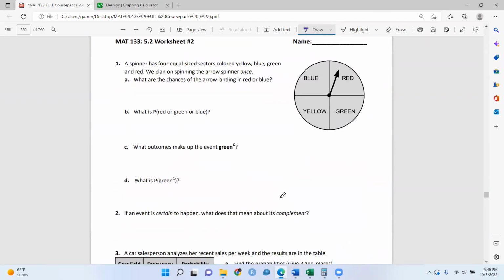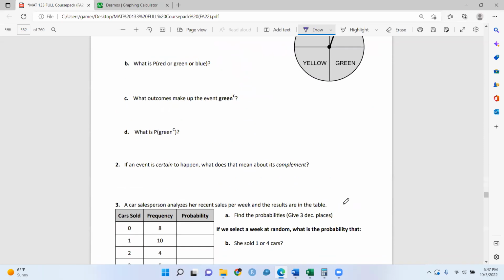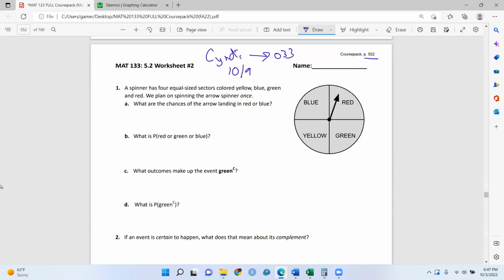So we're going to start with Cindy's worksheet, page 5.2. Based on what was sent to you, this is due Sunday, 10/9. Okay, so why don't you try this? Let's do 5 minutes and let's see if you can answer just question 1.